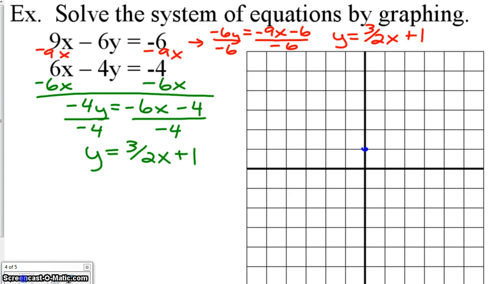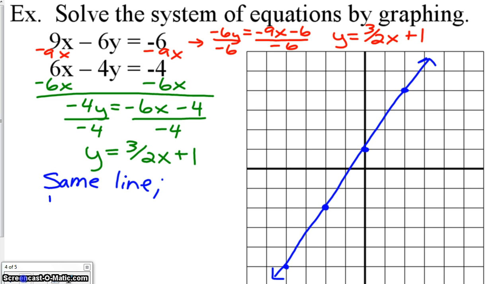Our y-intercept is at positive 1. Our slope is 3/2, so up 3, right 2, or down 3, left 2. And then we have our one line. Because these graphs created the same line, there are infinitely many solutions.